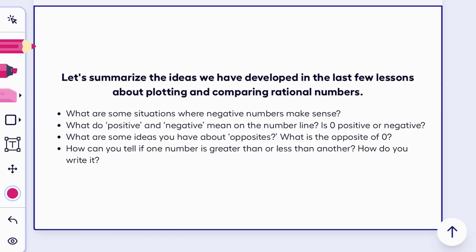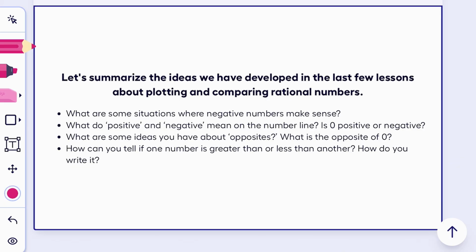What are some ideas you have about opposites? What is the opposite of 0? Again, 0 doesn't have an opposite. It's right in the middle of the number line. A number and its opposite, like 5, the opposite would be negative 5. Both of those are equal distance from 0 and have an absolute value that is the same.